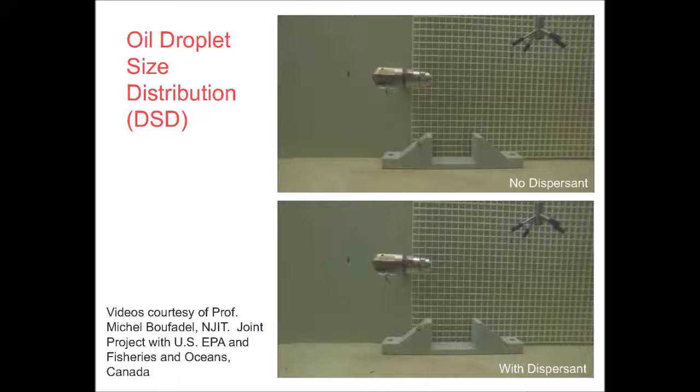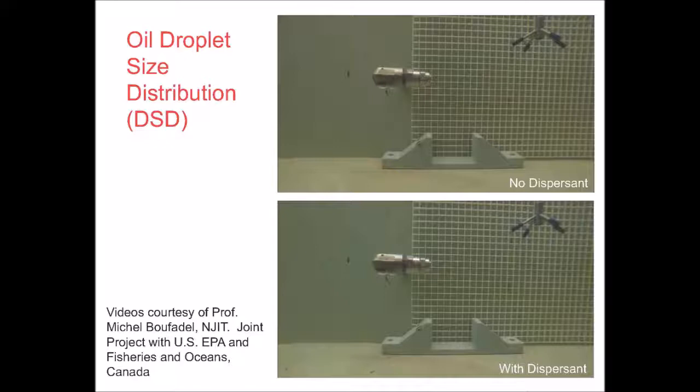We don't see big droplets coming off anymore. We really can't see any individual droplets anymore, and it has a different size distribution. At the very end of this experiment, at the top, you see some large droplets. At the end of this experiment, you see that those large droplets are not present.